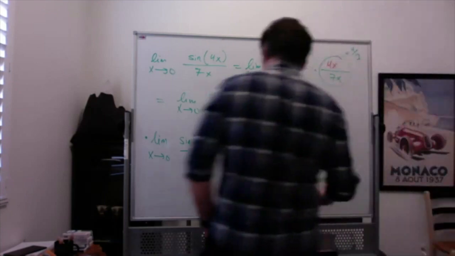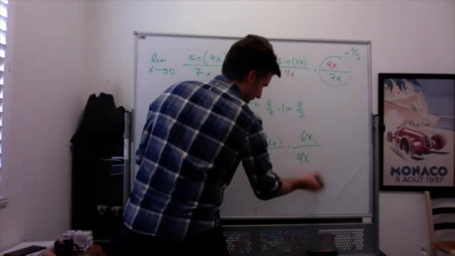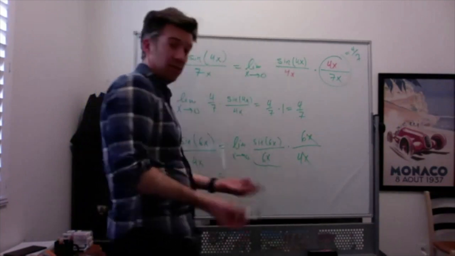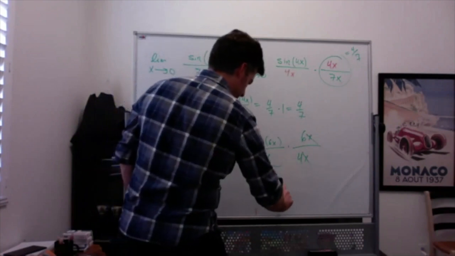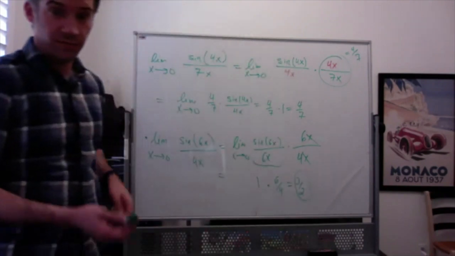So then usually the work that I really show is I cancel the x's and I say that this part is going to have a limit that's equal to 1. So I'm going to get 1 times 6/4, which reduces to 3/2. And that's my answer.